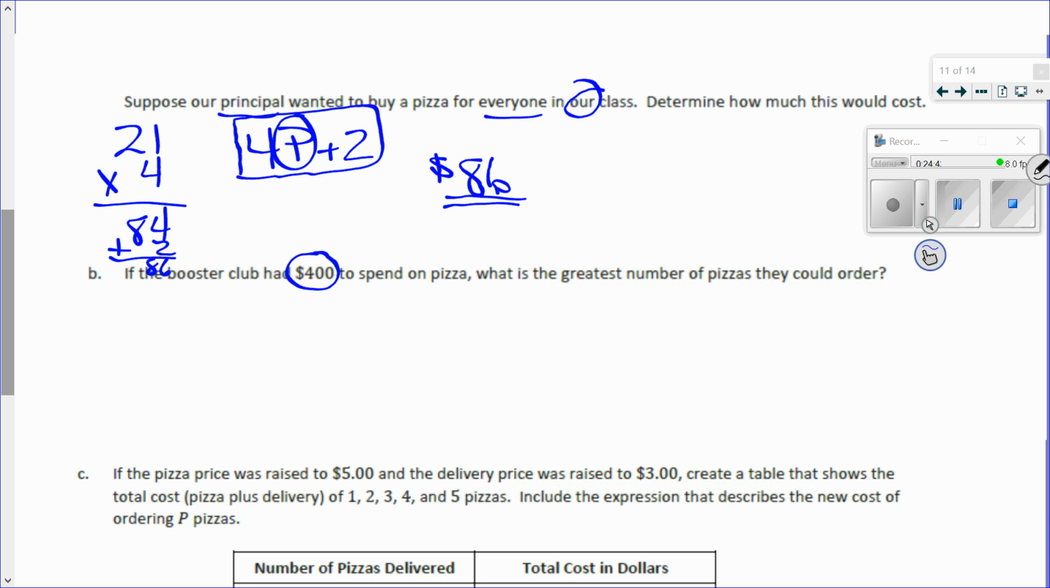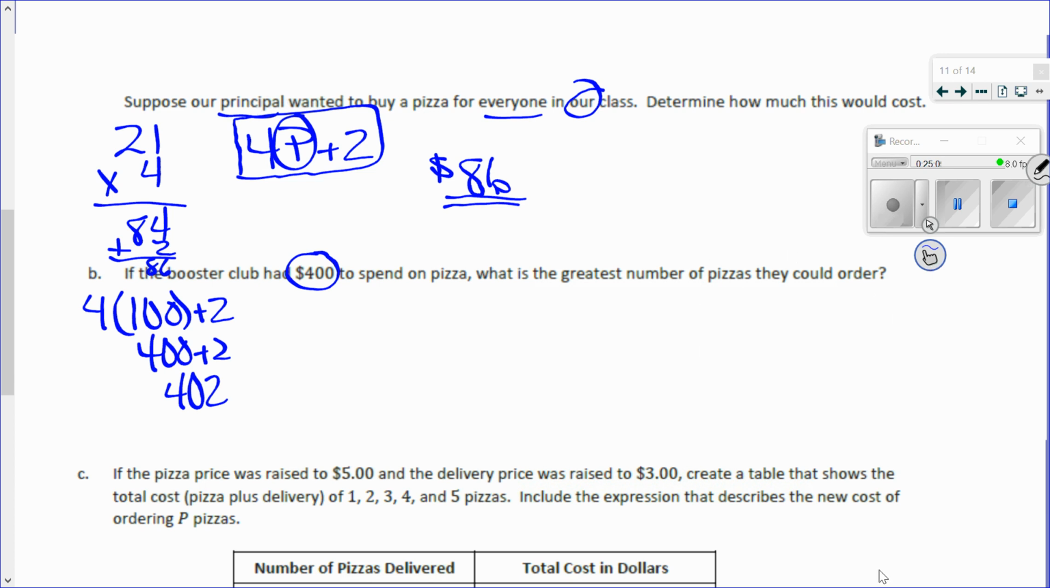Okay, they could buy 100 pizzas? Let's try it. If I had 100, and then I'm charging $4 for all of them. Add in the $2 delivery charge. 400 plus our 2 is 402. I'm over budget. They can't do 100. It's 98? I have to take 2 pizzas away?